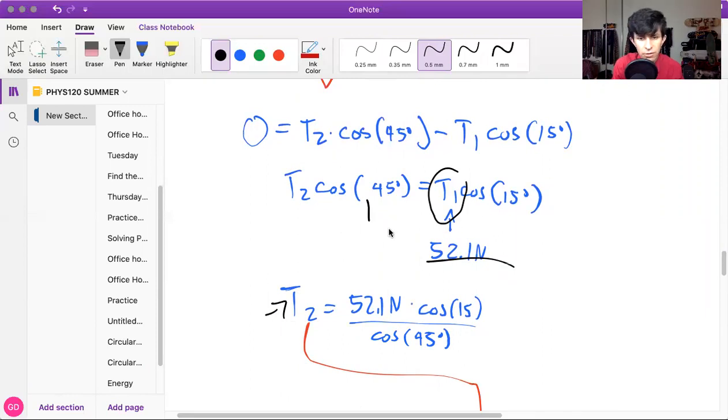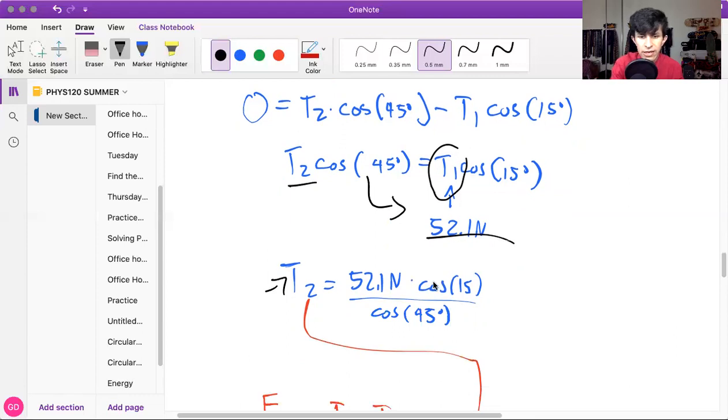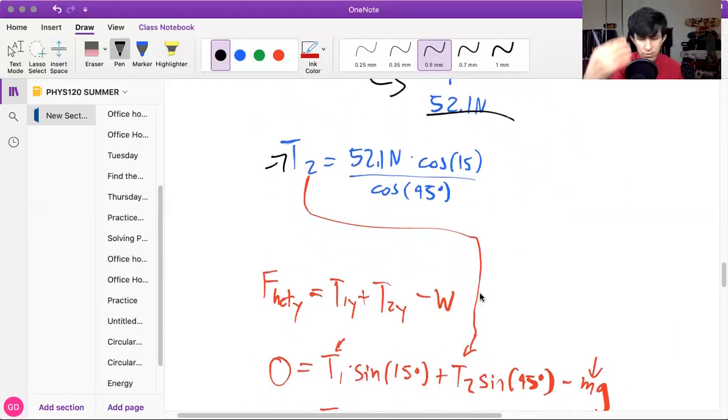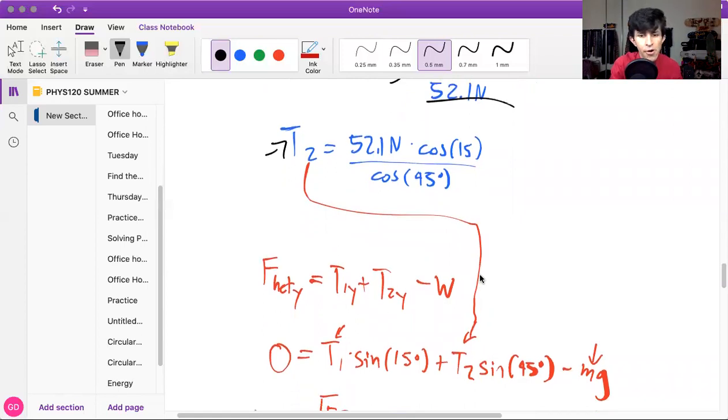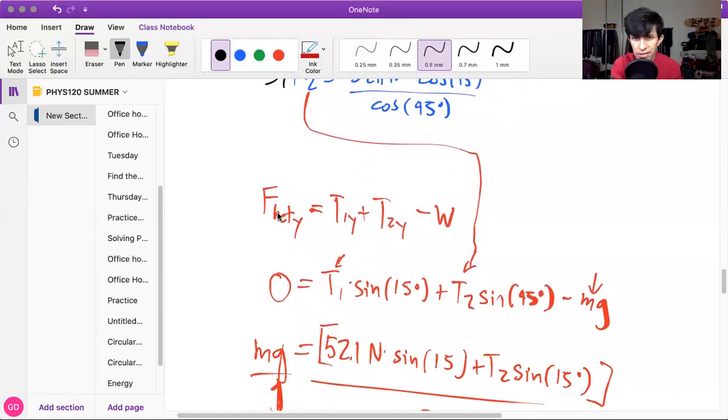So you divide cosine over here, so you can isolate T2 and you can get this answer. You can plug it into your calculator and get a value, but I'm not going to do that. I just wanted to show you guys how to get there. We will move on to the next equation now, because what we're trying to do is solve for the mass.